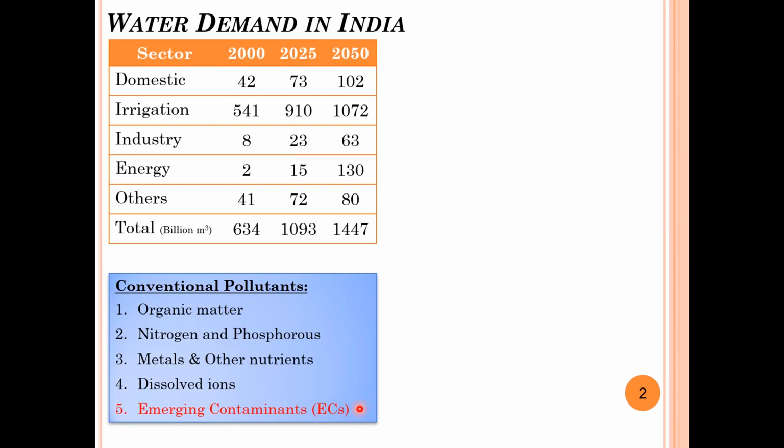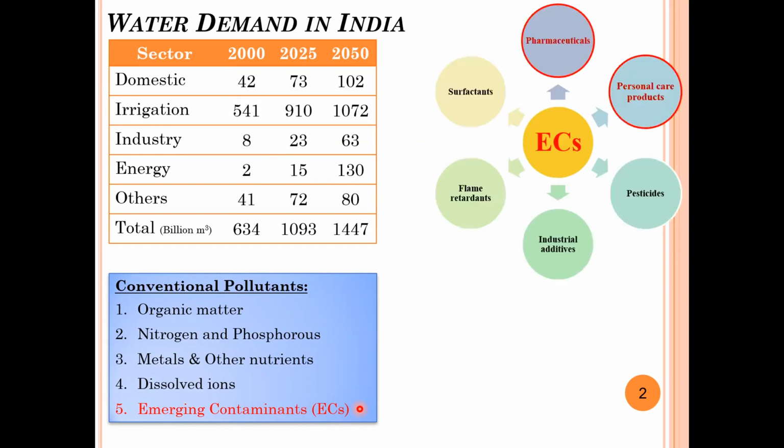So obviously, seawater has started getting polluted by emerging pollutants, but it is not really a big problem there. But the emerging pollutants present in water or wastewater include pharmaceutical compounds, surfactants, flame retardants, industrial additives, pesticides, and personal care products. All these are termed emerging pollutants, and they bypass the wastewater treatment plants.